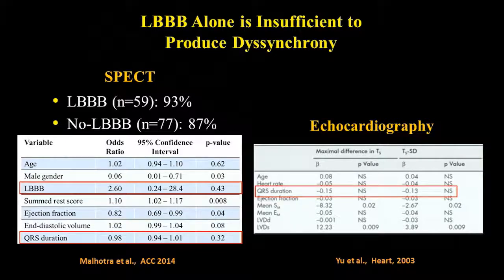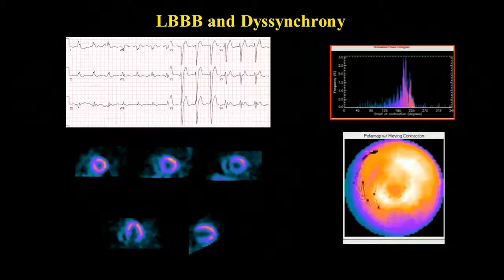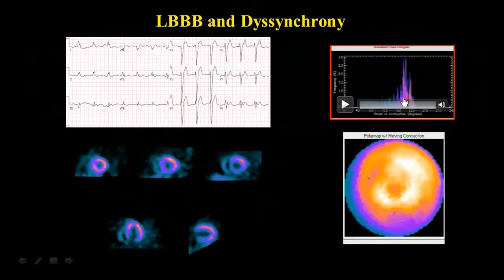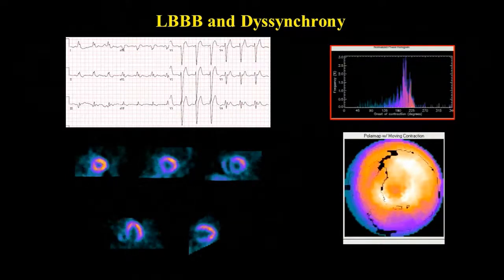Similar data is shown from echo studies from before. This is an example of a patient who has a left bundle branch block on EKG, severely reduced ejection fraction, wide QRS, a wide phase histogram showing dysynchrony, and a very sluggish contraction pattern with the site of latest contraction in the lateral wall, which is typical of left bundle branch block. In left bundle branch block, the septum is the first to contract, the lateral wall is the last to contract, and that's what we are seeing in the polar map.